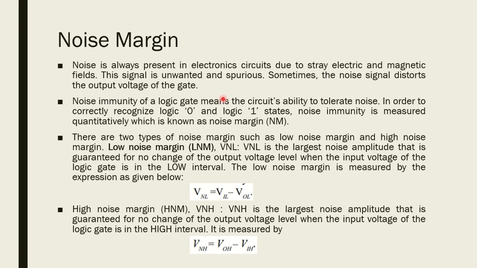And the third point is availability of complement outputs. If the complement of outputs is available in the ICs, an additional inverter is not required to invert the output.